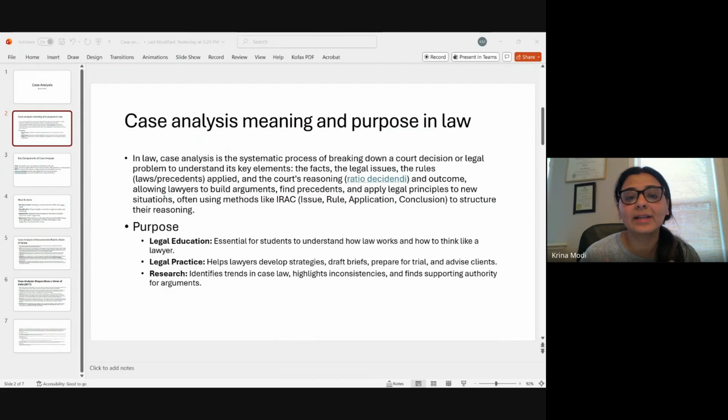So that's why case analysis is very important. In further slides, we'll see how we can achieve that. We'll also go through two important cases in Indian law to understand how we can use this method in case analysis. Does anyone have a question so far? If not, then I will move to the next slide.